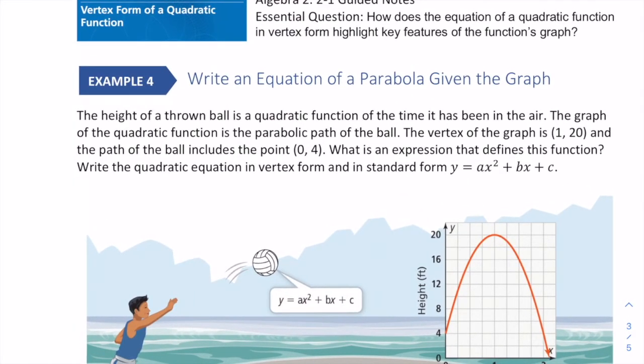Now let's go to a word problem. So for this word problem, we have a volleyball which is thrown in a parabolic shape, right? Just like a ball would go up in the air and then come back down. We know that the vertex of the graph is (1, 20). And then we know that the path of the ball also includes (0, 4). So we have 2 points here so that we can solve the equation. So I'm going to write them below here.